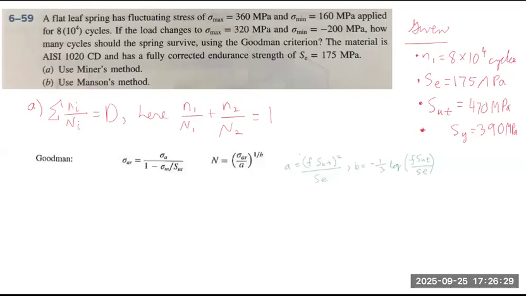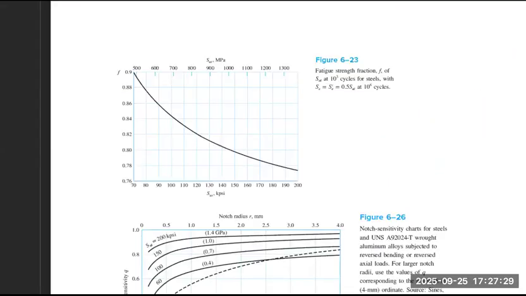So we'll be utilizing these equations for A and B. But we know SE and we know the ultimate tensile strength. All we have to find now is F. So we will find F from our diagram. Here's the diagram we used. We use this fatigue strength diagram to find the value of F, which is related to the ultimate tensile strength.